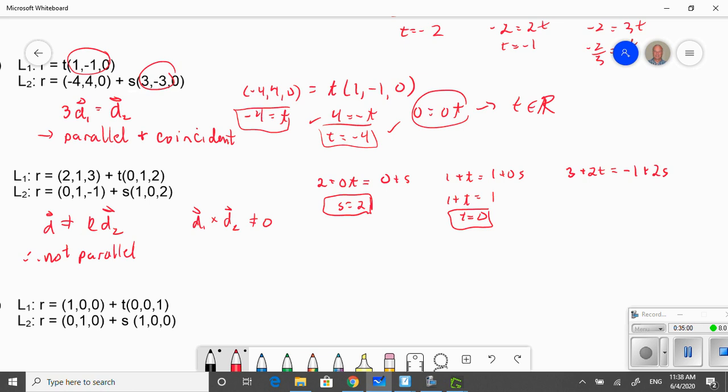Let's rearrange this one first here. So I'm going to have 4 equals 2s minus 2t, or 2 equals s minus t. And do I have a left side equals 2, and a right side s minus t, and I know s to be 2, and I know t to be 0, so that does work, and these must be intersecting, not parallel, and intersecting.